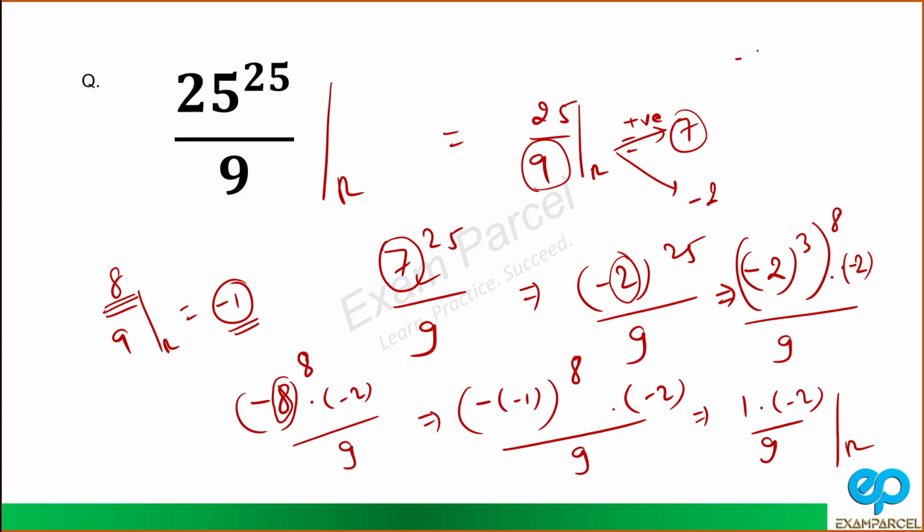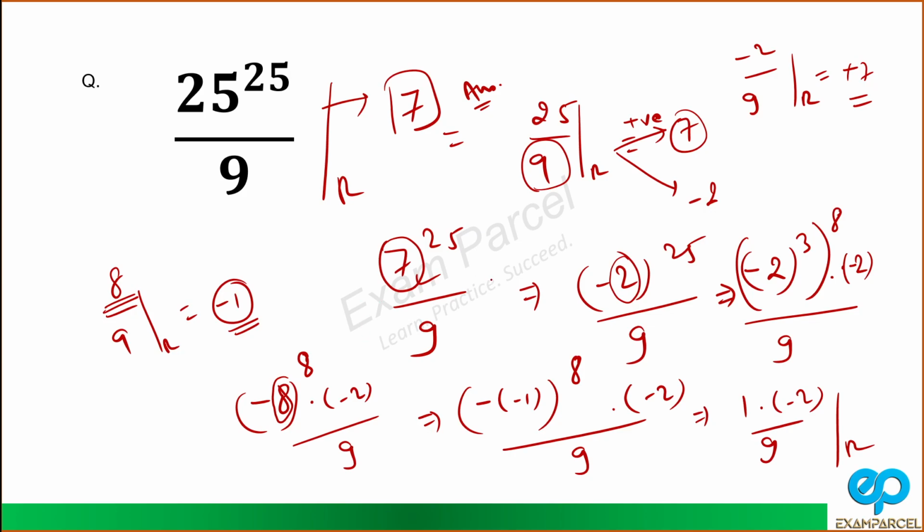So minus 2 is the remainder that I got, but we never give our answer in the negative, right? So we need the positive remainder. So 9 minus 2, that will give me plus 7. So finally our answer is 7. I hope this is clear to you.